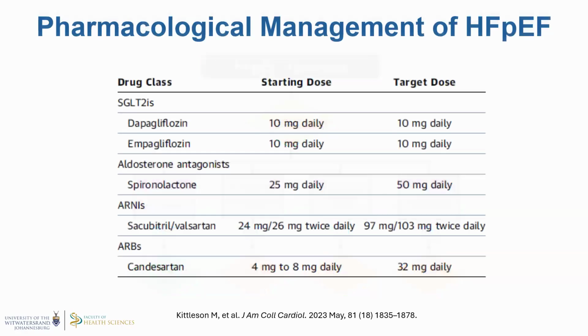Okay, so when you initiate these drugs, for dapagliflozin, your starting dose is 10 milligrams, and then your target dose is also 10. That's the dose that they were using in both the DELIVER and the EMPEROR trials. Empagliflozin is also 10, and the target dose is 10. And then for spironolactone, start at 25, and you're targeting 50. For the ARNI, you're targeting 97/103 milligrams twice daily. And for candesartan, you're targeting 32 milligrams.